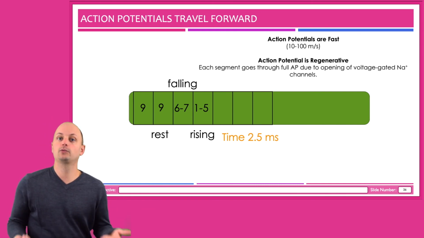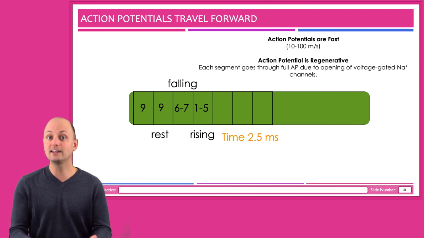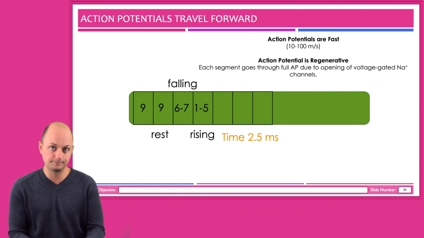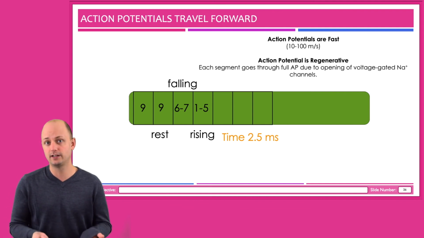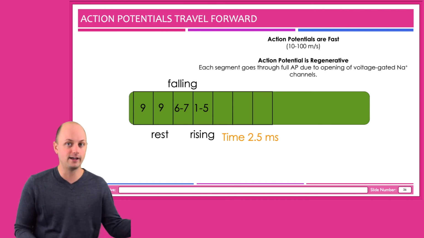So hopefully the animation we just went through helps to clarify why most action potentials only travel in a single direction, despite the fact that ions move randomly through Brownian motion. It wasn't until the action potential reached the third segment that the initial segment was back at rest.